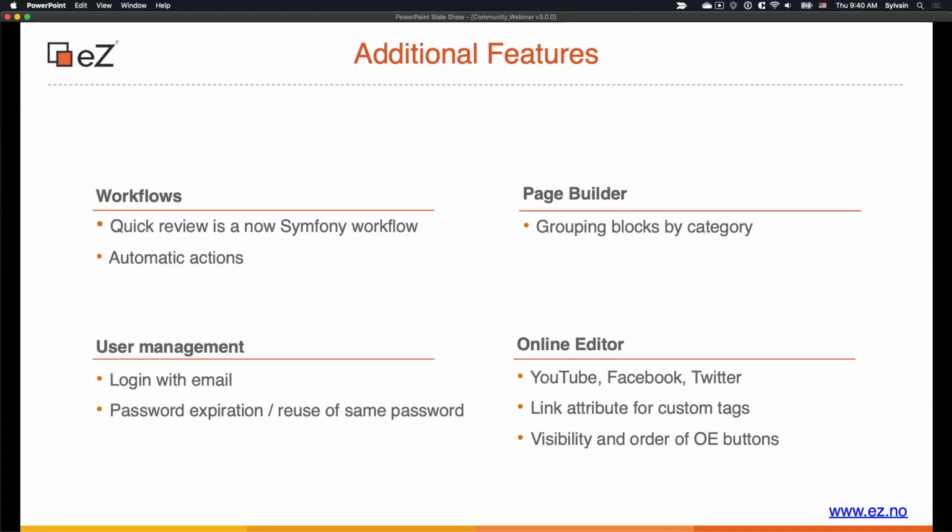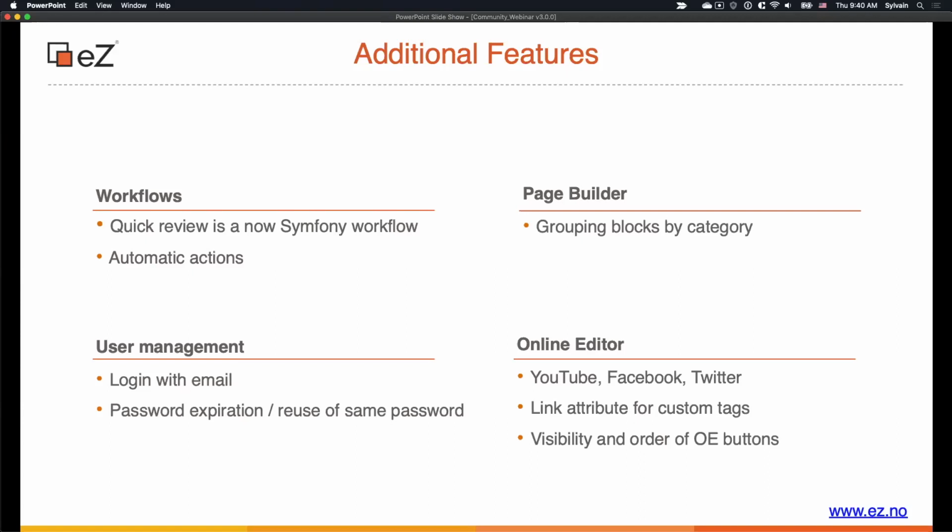The first one is workflow, quick review, previously known as Flex workflow. It will now benefit from the Symfony workflow. It has been recoded using the Symfony workflow, so you should be familiar with the Symfony workflow component. It's also with the editorial workflow. We also added automatic actions, meaning that for every transition, you can configure an automatic action. The most obvious one is publish, but you can push to an external service, for instance, or trigger another event.